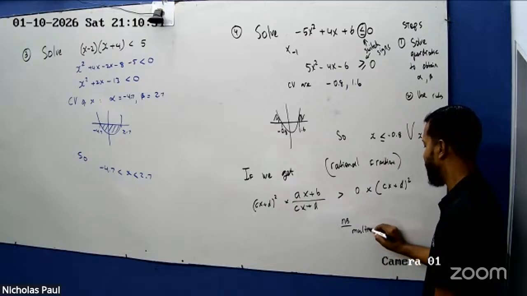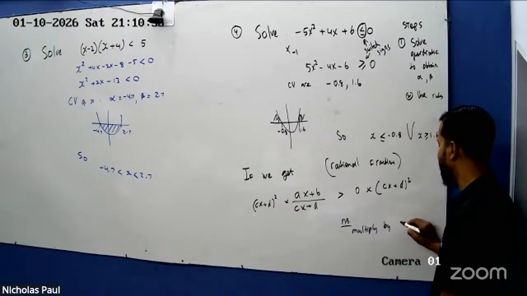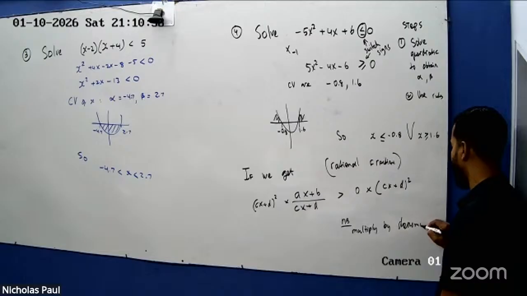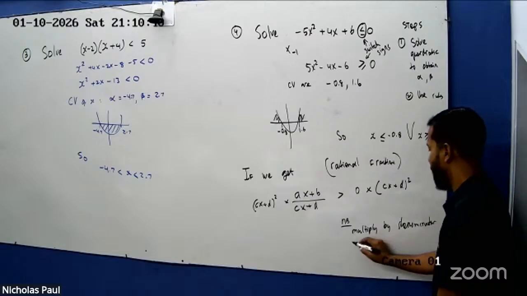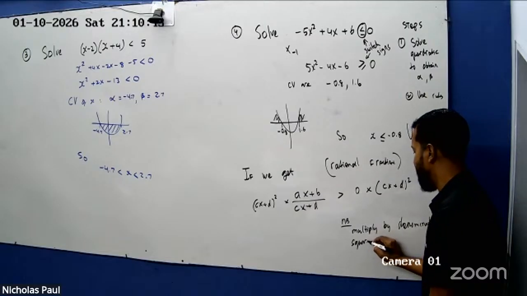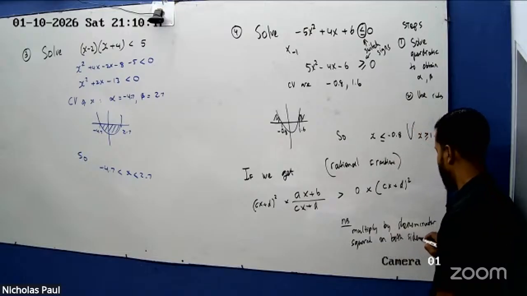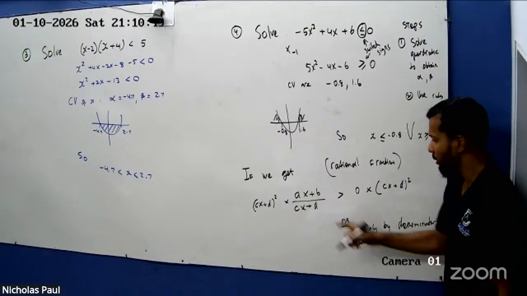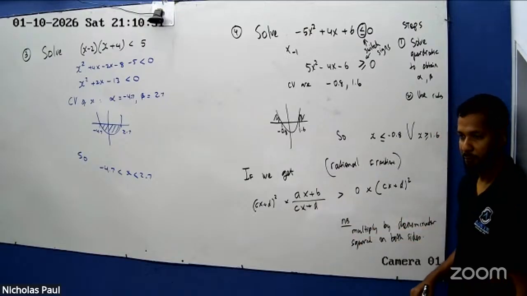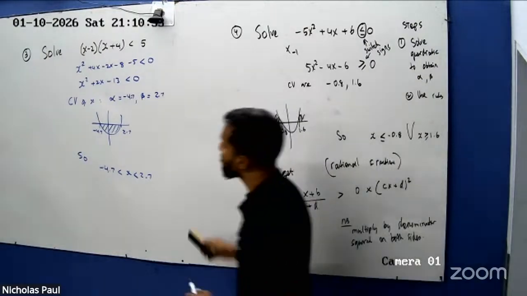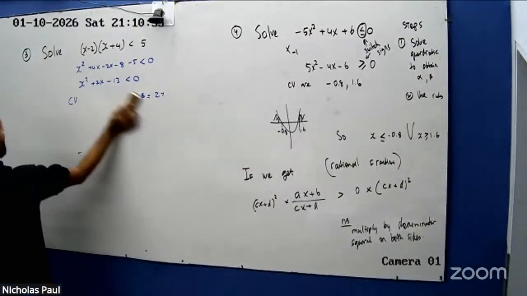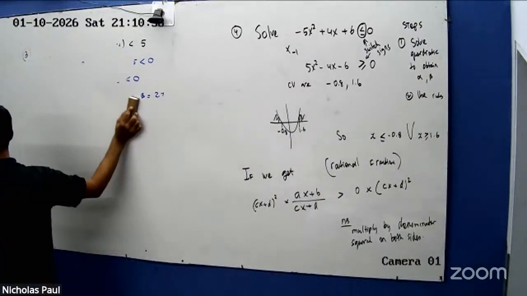Multiply by denominator squared. Multiply by denominator squared on both sides. Okay, multiply on both sides. All right, copy it down. And you're following the same procedure.